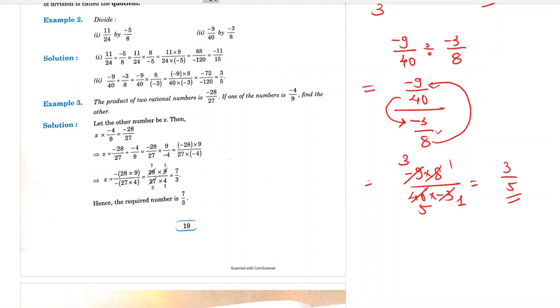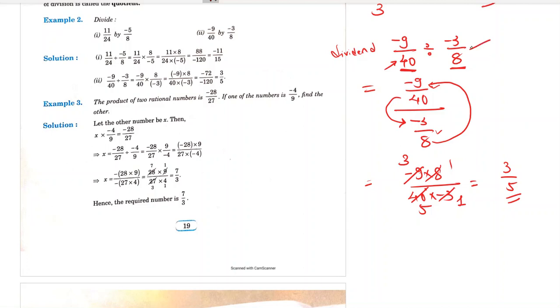So this is also one method of doing division of two rational numbers, right? Suppose you divide this rational number by this. You know what to call this rational number? This is your dividend. Dividend.